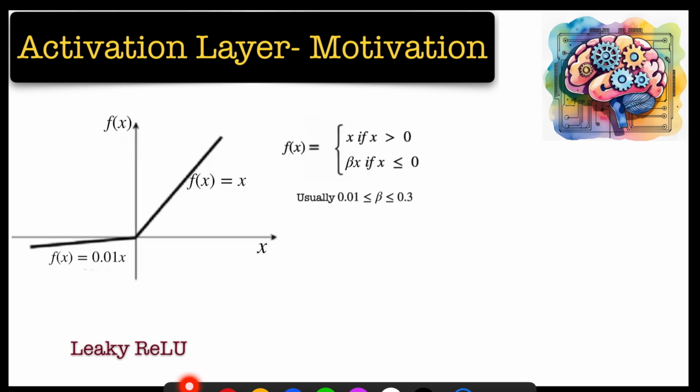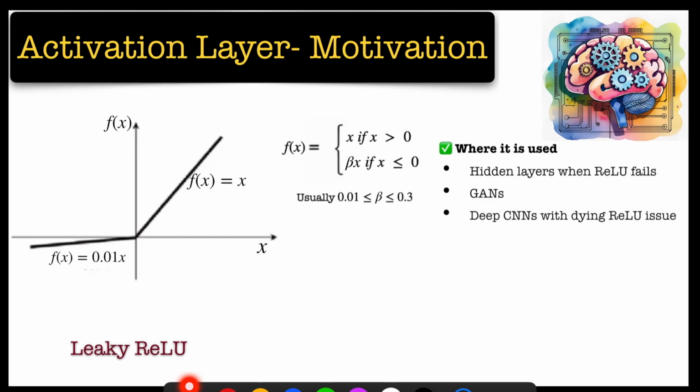To solve this, we have a Leaky ReLU function. Leaky ReLU is the same when x is positive: f(x) is x, if x is greater than 0. But when x is negative, earlier it was 0, but here it is beta x, if x is less than or equal to 0. Usually, the beta value lies between 0.01 and 0.3. So we just get small values for negative x's.